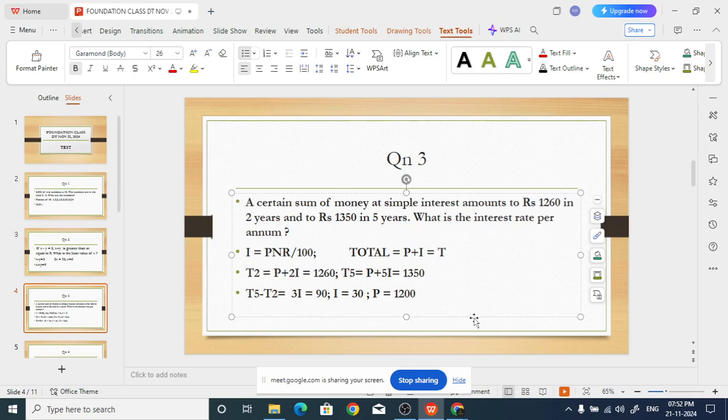Now you can find what is R. What is asked? What is the interest rate? Now you have to find R. Find your R.